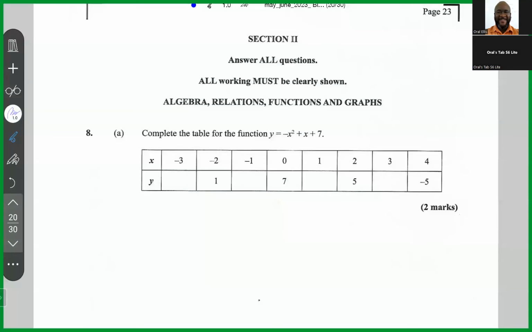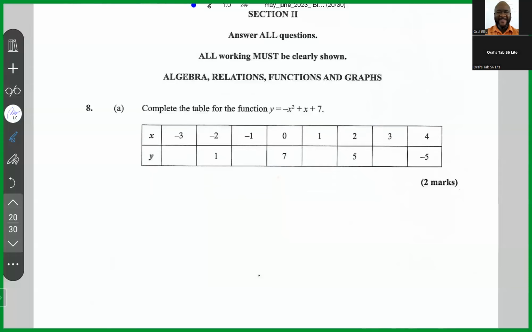All right, question number 8. The year is still May 2023. Question number 8 says complete the table for the function y is equal to minus x squared plus x plus 7.